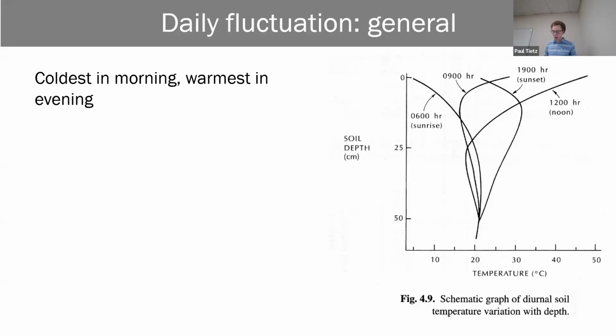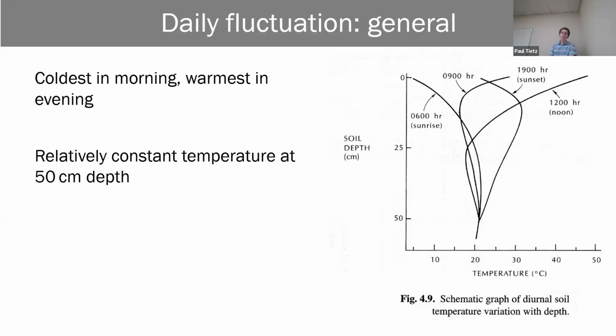Most soil profiles are coldest in the morning, warmest in the evening, right? But we reach a relatively constant temperature at a 50 centimeter depth. So you can imagine these figures, the schematic graph of a diurnal, a daily soil temperature variation with depth. It would kind of wave back and forth. It would swing, where right here at the bottom would be 50 centimeters deep, relatively constant, but then by, let's see, yeah, at sunrise here at 6 o'clock, it's the coldest at the surface and increasing as you go down. But then this is going to lead the way.